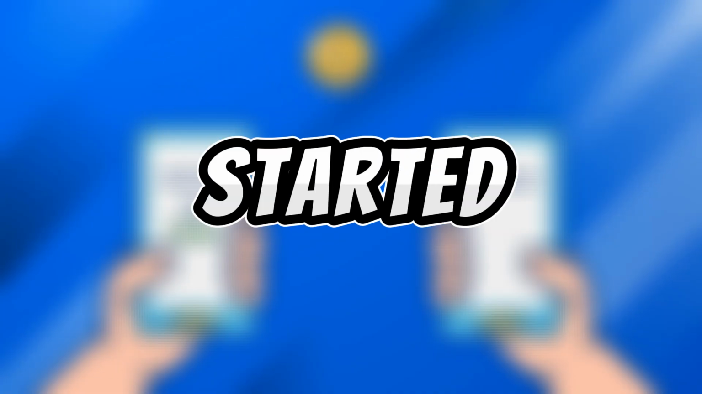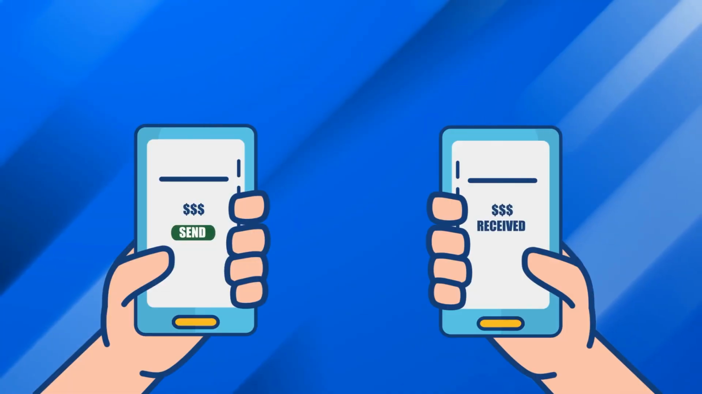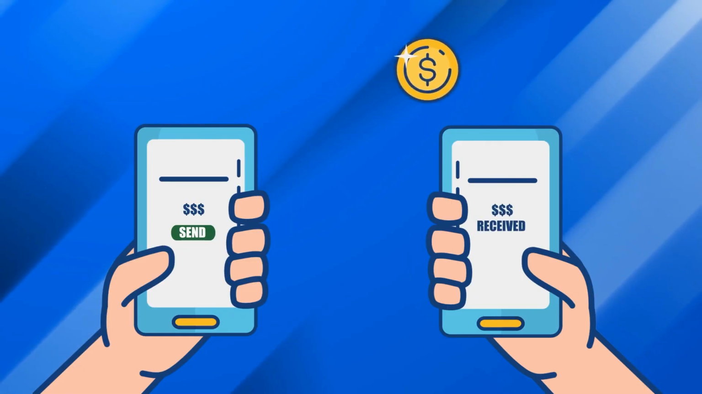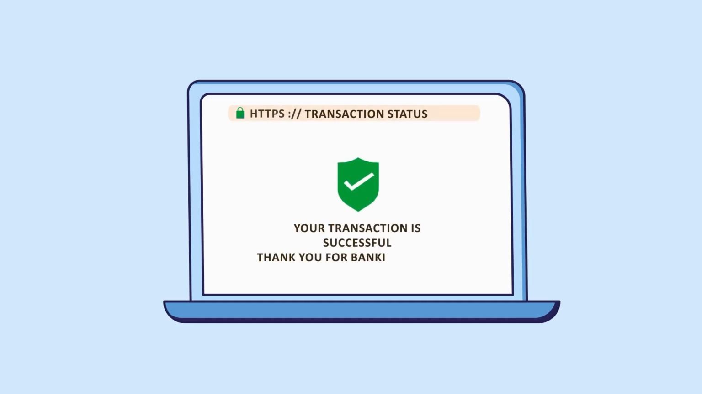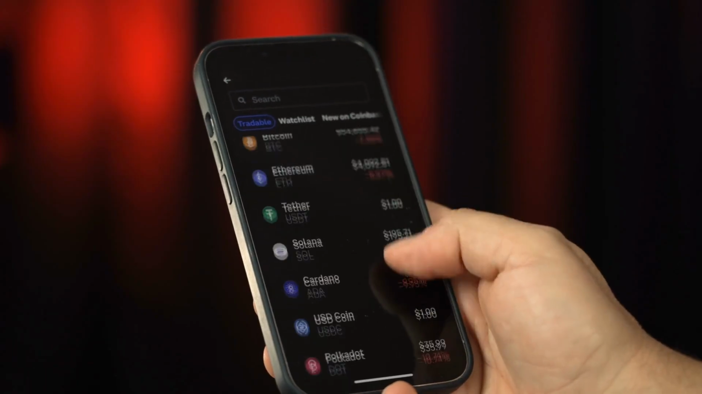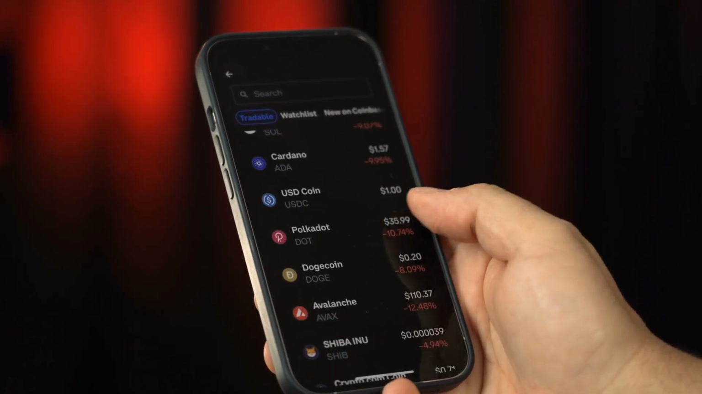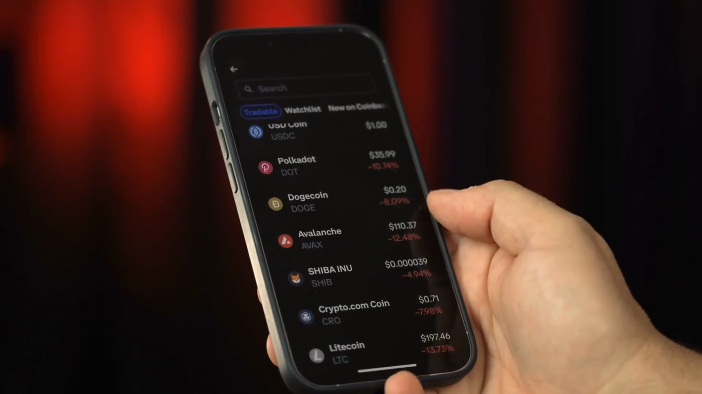Let's get started. First, it's important to understand that you cannot send money directly from Zelle to Cash App, as they are separate platforms. Instead, we will use the bank account that you have linked to your Zelle account as a bridge to transfer the funds. The entire process happens within the Cash App mobile application on your phone.